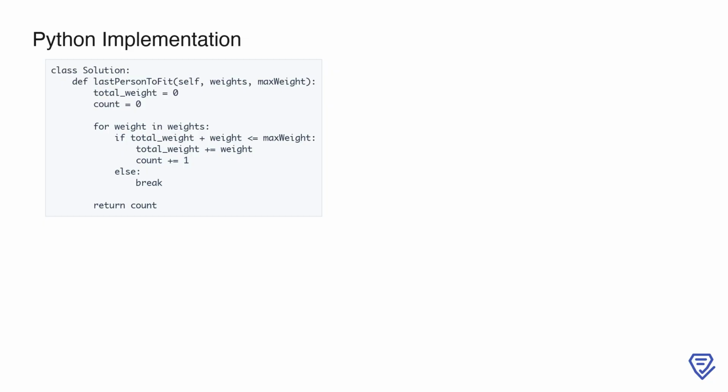This approach ensures the solution is efficient, running in O(n) time complexity, where n is the length of the weights list. Edge cases, such as an empty list or very small maximum weight, are naturally handled by the loop condition and the initialization of the total_weight and count variables.